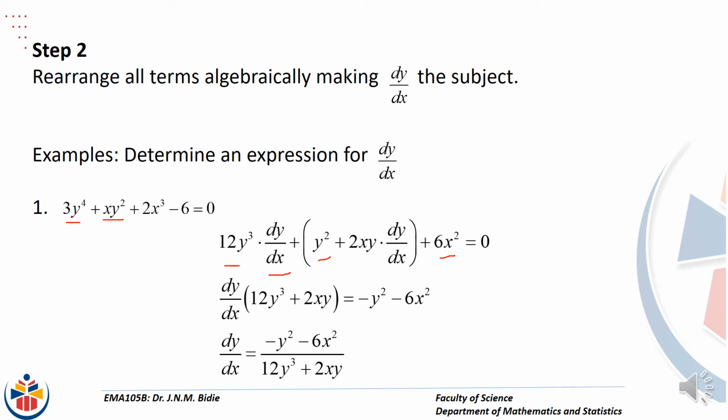Then we'll rearrange and make dy over dx the subject. So all the terms that do not have dy over dx go to the right hand side. In this case, we got negative y squared and minus 6x squared. And then we take out dy over dx as the common term, and then make dy over dx the subject. Let's do some more examples.